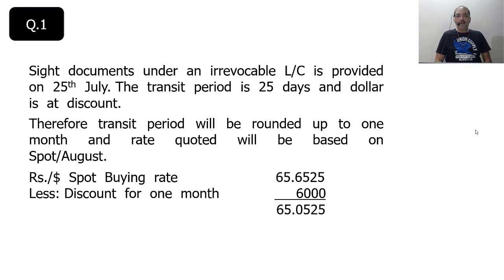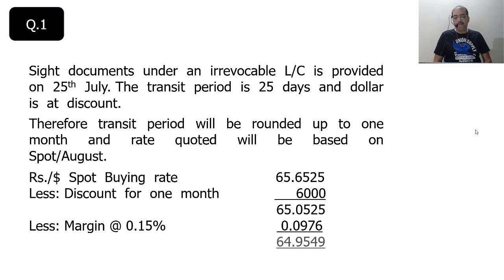Bank is buying, bank has to make the payment to you. It will make the payment less the margin. Margin is 0.15%. Calculate 65.0525 into 0.15%, rounded up to 4 decimals, 0.0976. So you get 64.9549. Now this is to be rounded up to the nearest multiple of 0.0025.